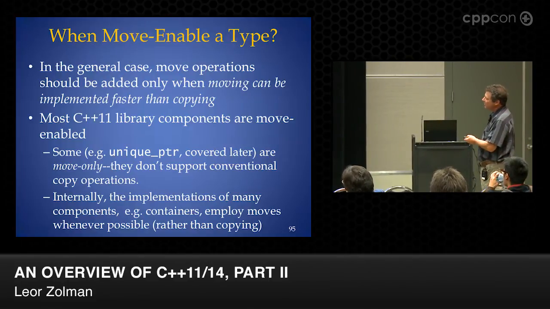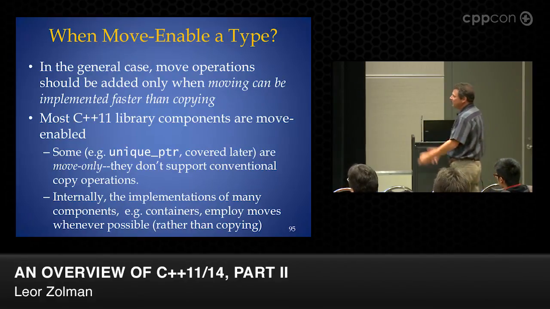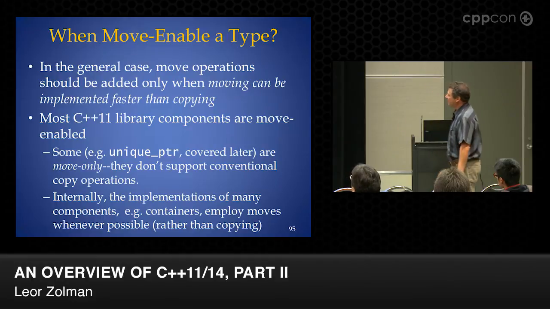Some types are move only, like unique_ptr, which has a move constructor and move assignment, but not the copy versions. So special considerations apply to types like that.